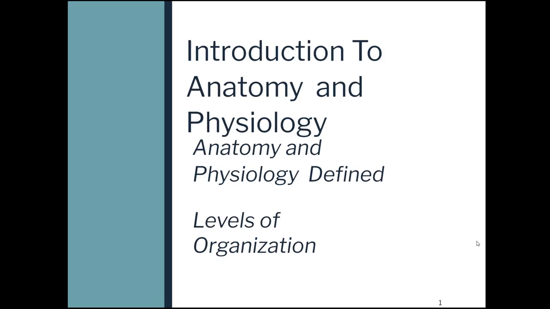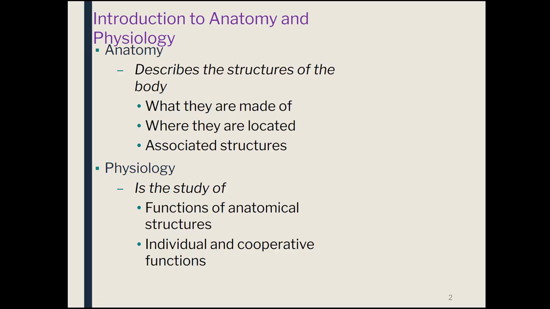In today's lecture, we will be reviewing what anatomy and physiology mean and the levels of organization, as well as what homeostasis means and how it is maintained in the body. When we think about anatomy, we want to think about structure. Anatomy is what describes the structures of the body, what they are made of, where they are located, and the associated structures. Whereas physiology, we want to think of the study of function.